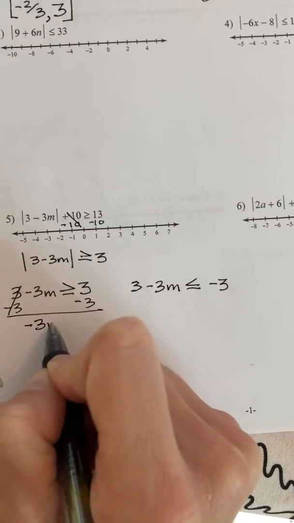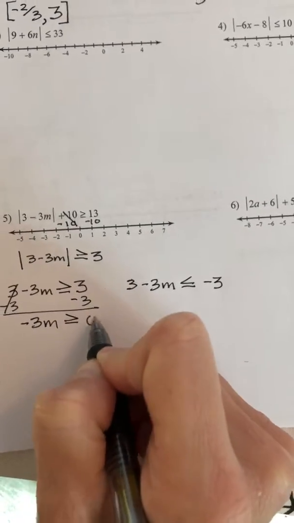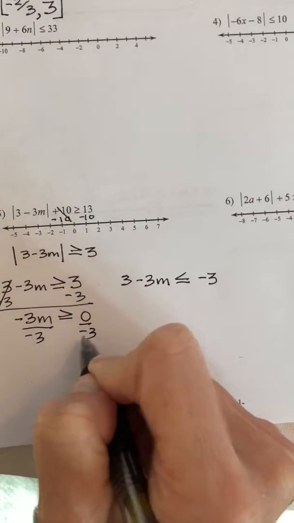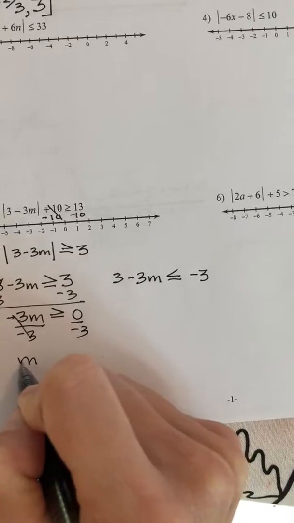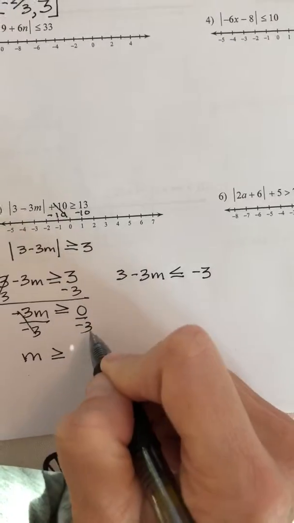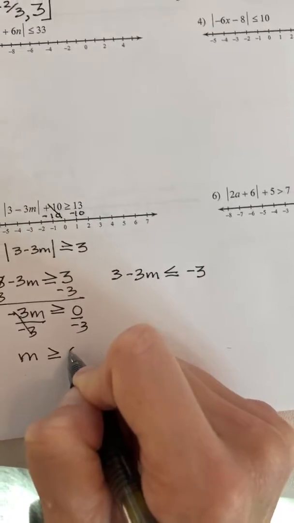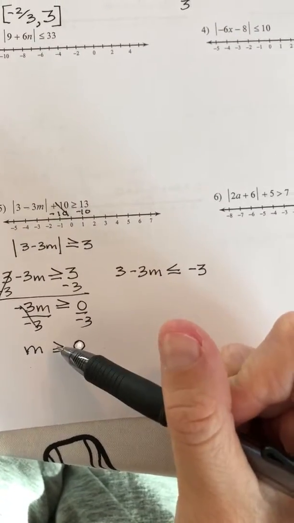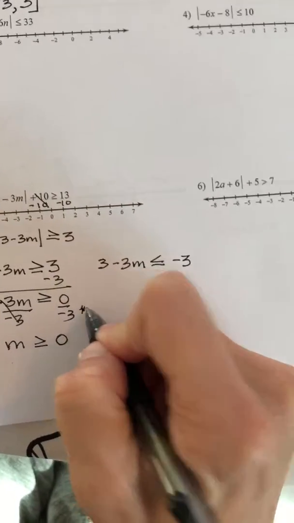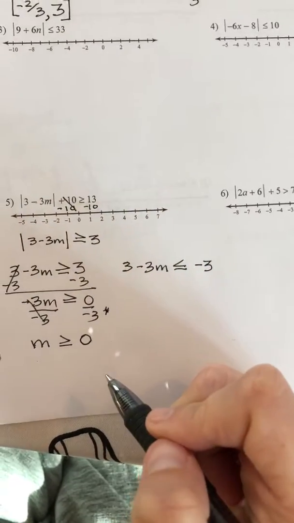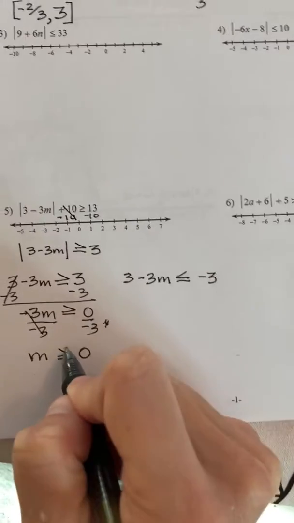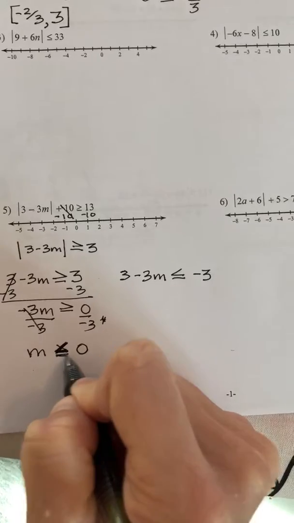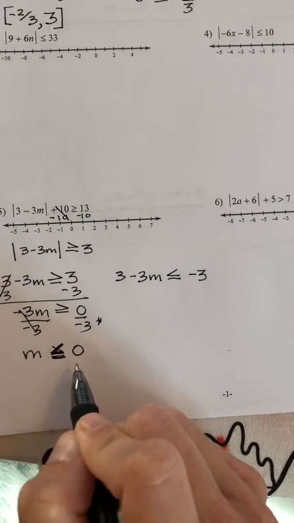So negative 3m is greater than or equal to 0. Divide by negative 3. So m is greater than or equal to 0 divided by negative 3, which would be 0. Whoops, I just realized I forgot to flip this inequality sign because I divided by a negative number. Remember, anytime you divide by a negative number, you have to flip your sign. So let me go ahead and make that correction. So m is less than or equal to 0.